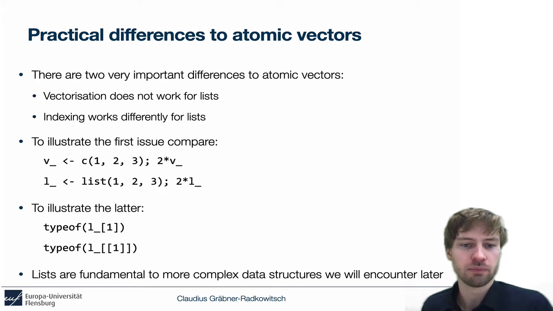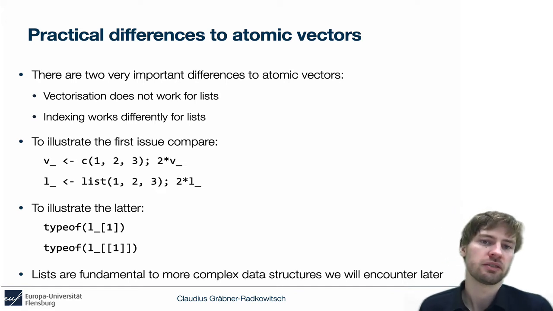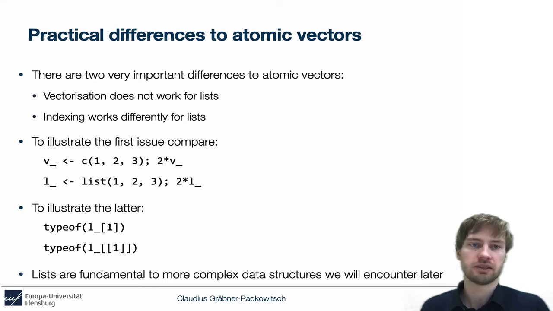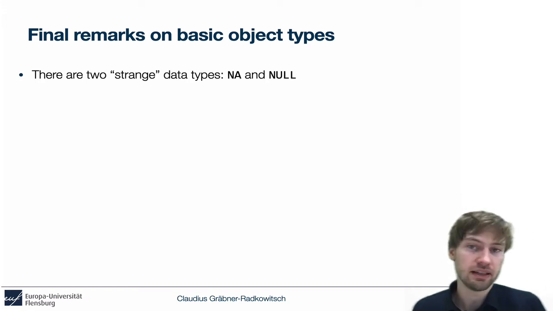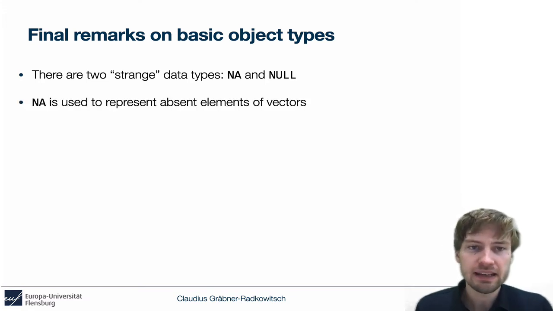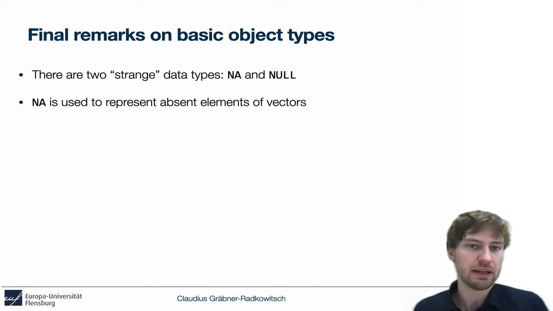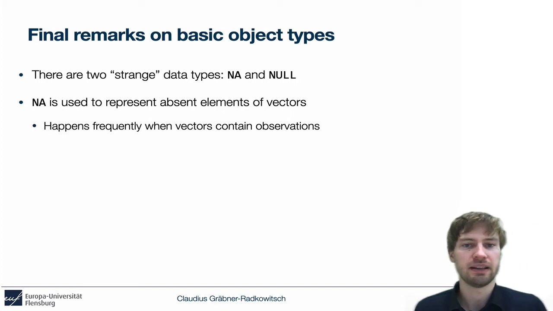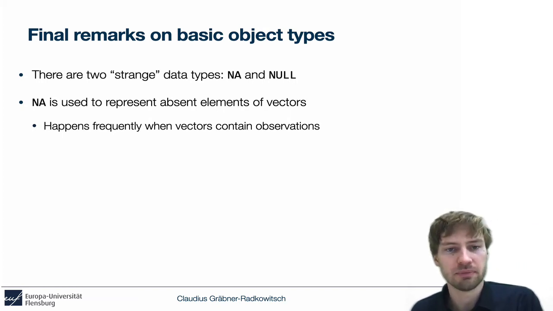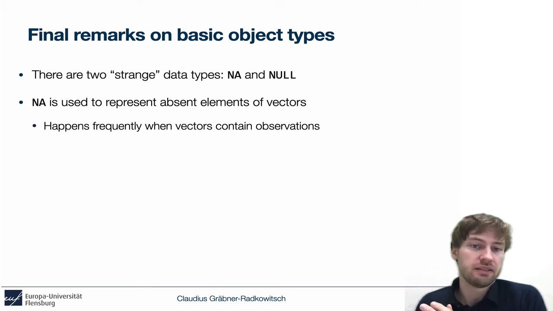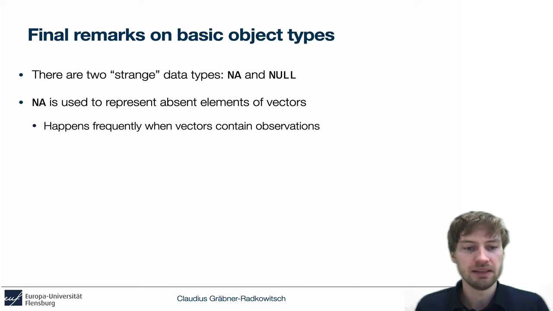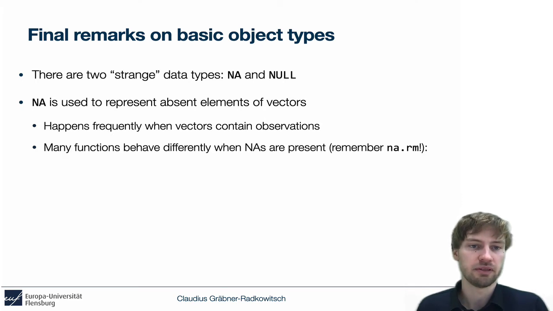But before we move to these more complex data structures, I want to make some remarks on some strange object types. There are two strange data types, NA and NULL, that we already encountered before. NA is used to represent an absent element of a vector, or absent elements. That happens frequently when vectors contain, for example, observations from an experiment where people were asked to answer questions, but a person didn't answer one particular question, say the second question, then the result you get for this is missing. And for R, it's important to keep indexing straightforward, to actually have a data type indicating that this element of the vector is missing.